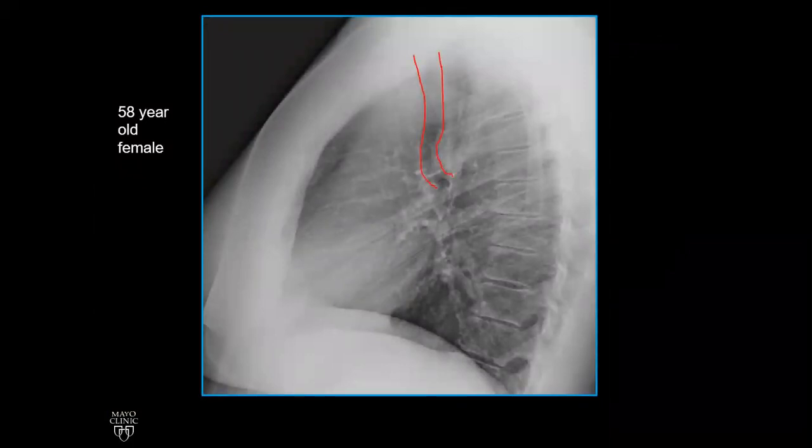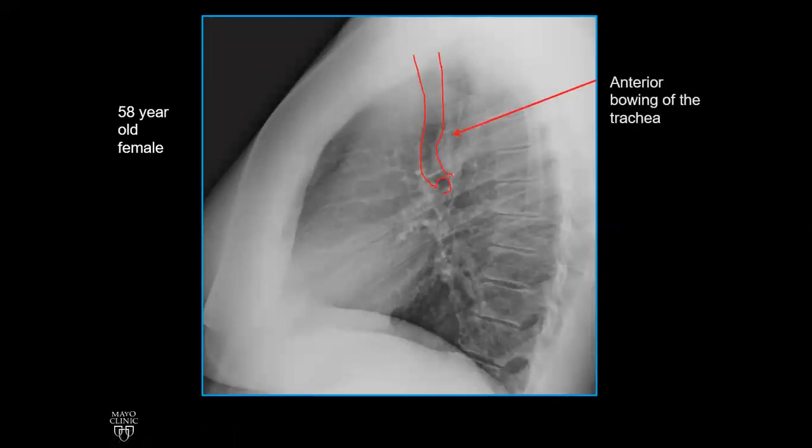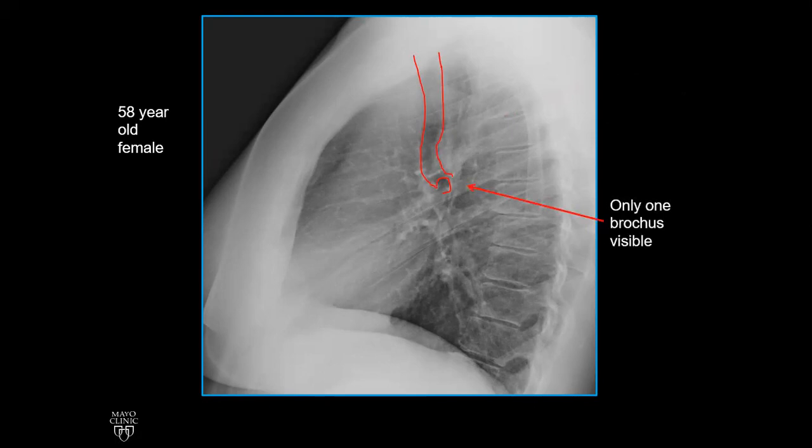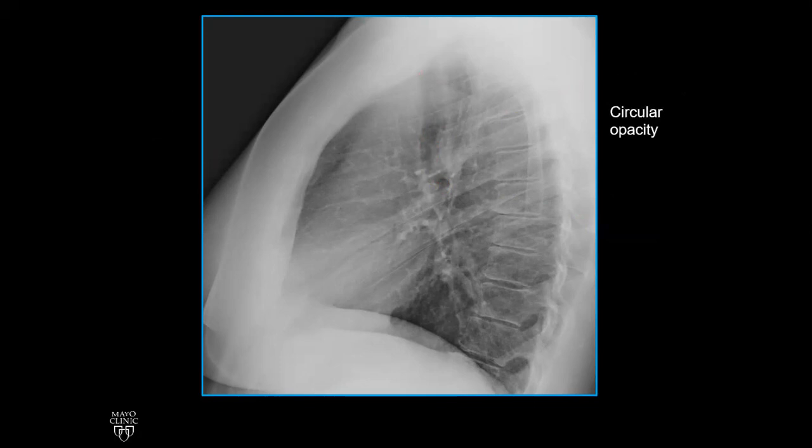We can see there's the trachea. I'll show you again right there. And we only see one bronchus. Look again here. So we see one bronchus. We see a little bit of bowing of the trachea. Anterior bowing of the trachea. Only one bronchus is visible on this lateral radiograph. There's a circular, or a suggestion of a circular, opacity here, which is displacing the trachea.